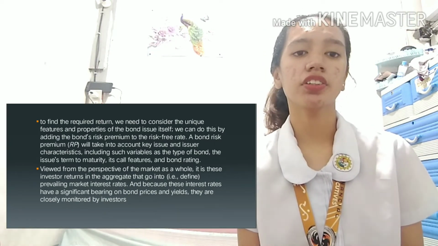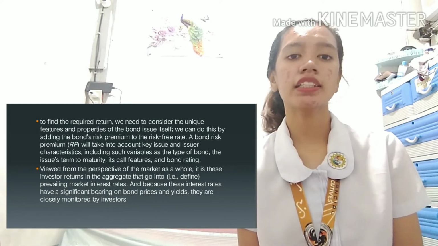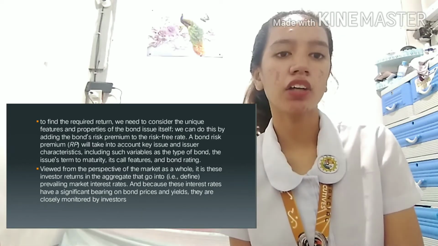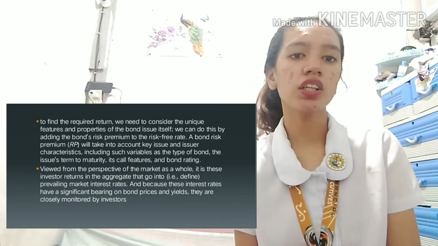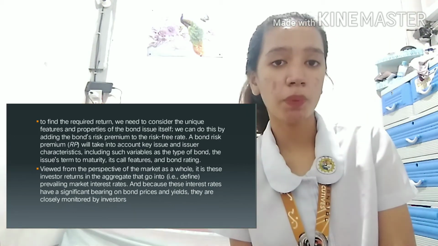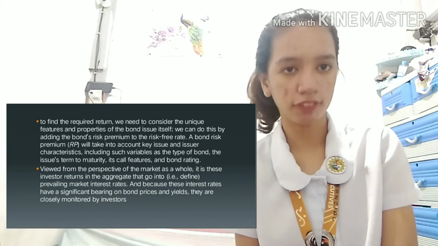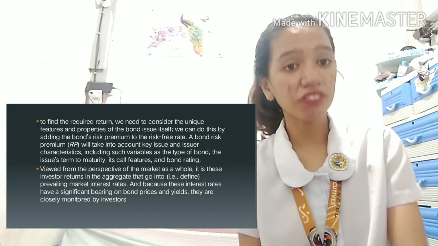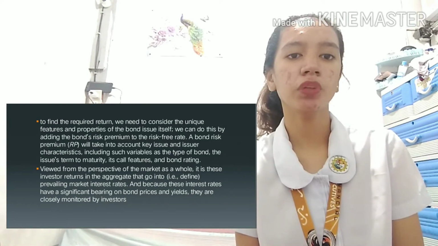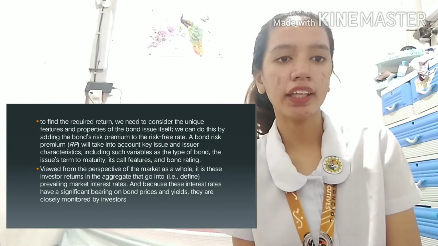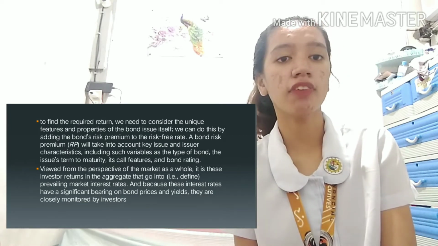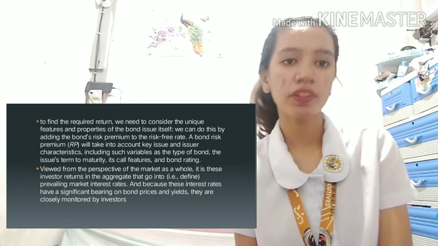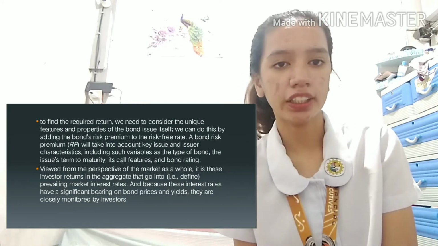The real rate of return and inflation premium are external economic factors, and together they equal the risk-free rate. Now, to find out the required return, we need to consider the unique features and properties of the bond issue itself. We can do this by adding the bond's risk premium to the risk-free rate. A bond risk premium will take into account key issue and issuer characteristics, including such variables as the type of bond, the issuer's term to maturity, its call features, and bond rating.